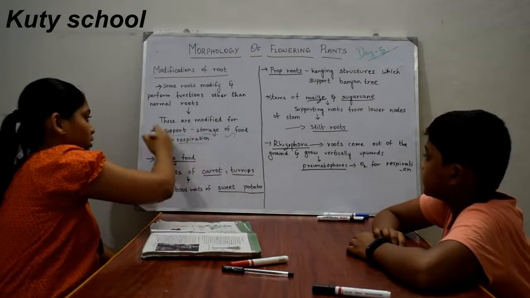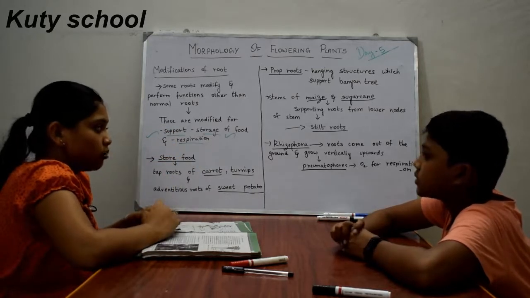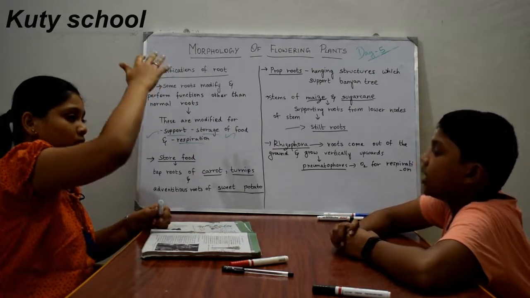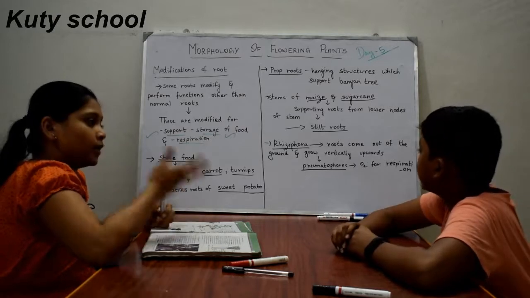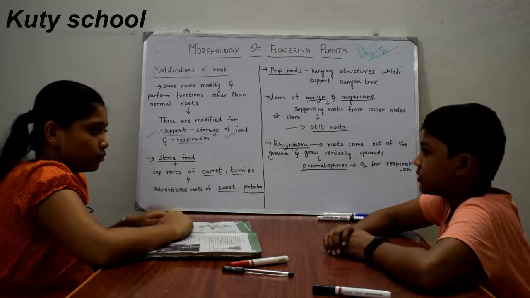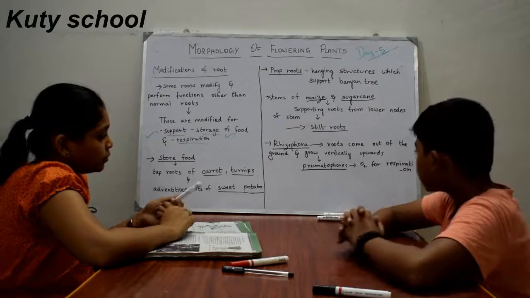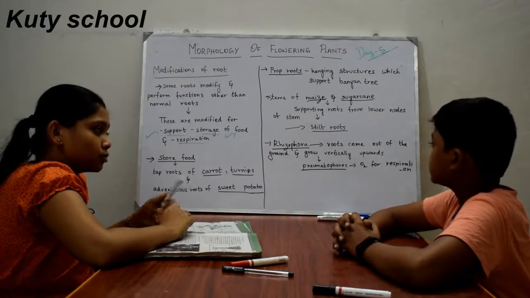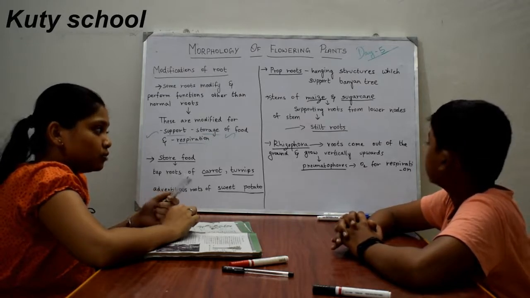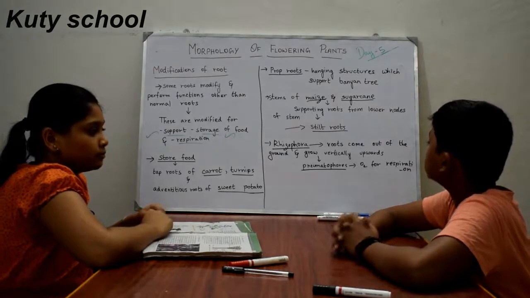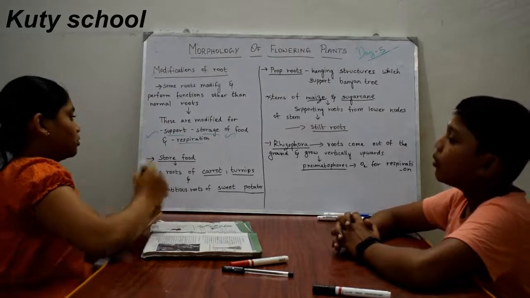We have discussed storage of food and support, and now respiration. Here some roots come out of the ground and grow vertically upwards. An example is Rhizophora. They go below and come up on the side like needles. These roots are called pneumatophores. They come out to get oxygen for respiration. So we have seen modifications for support, storage of food and respiration.